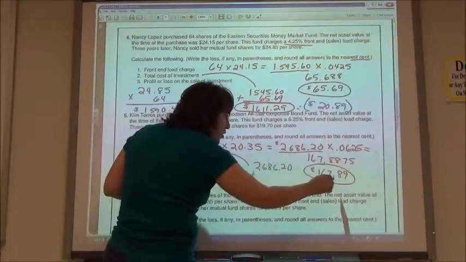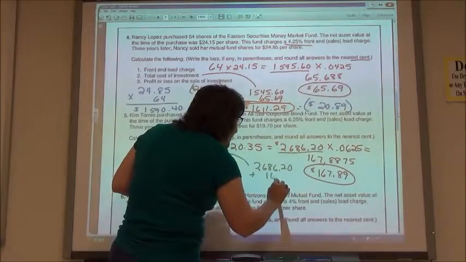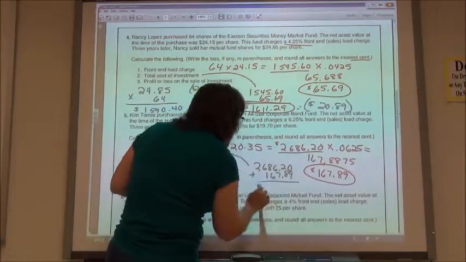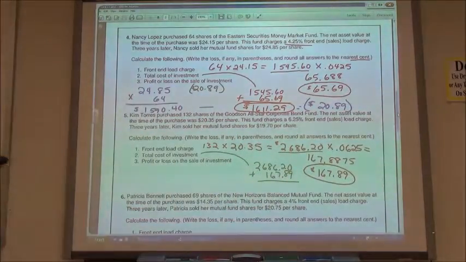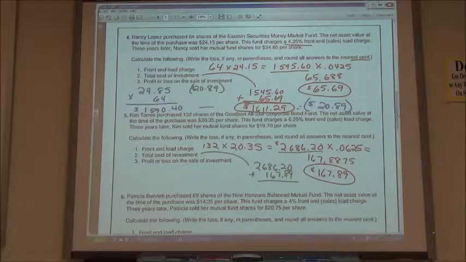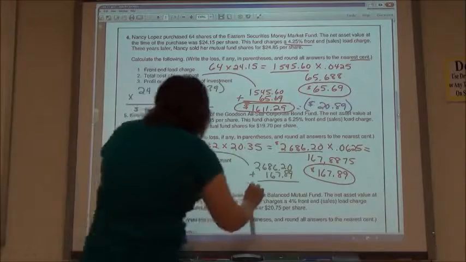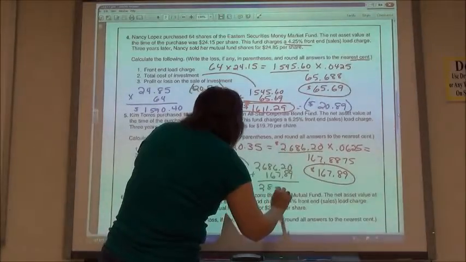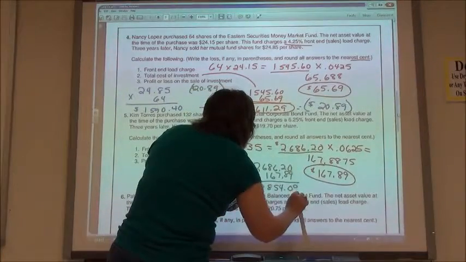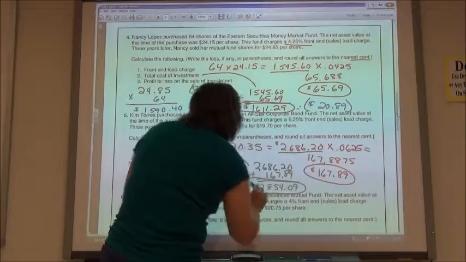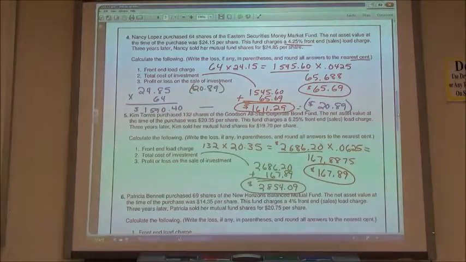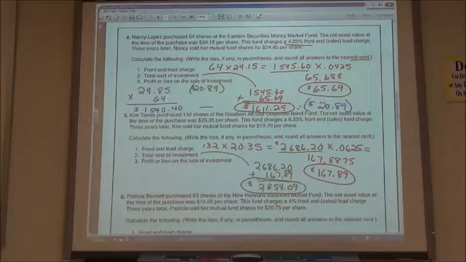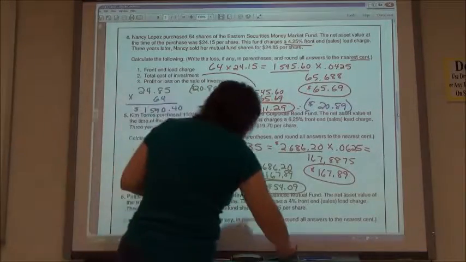So the total cost of her investment was the amount she was going to pay for the stocks, $2,686.20, plus her load charge, $167.89. So if I add those two together, $2,686.20 plus $167.89, her total fee, $2,854.09. 3 years later, she's going to sell her stocks.